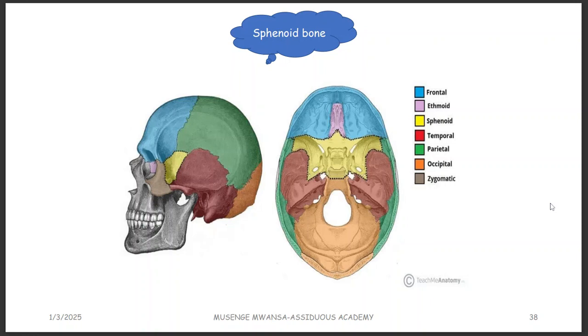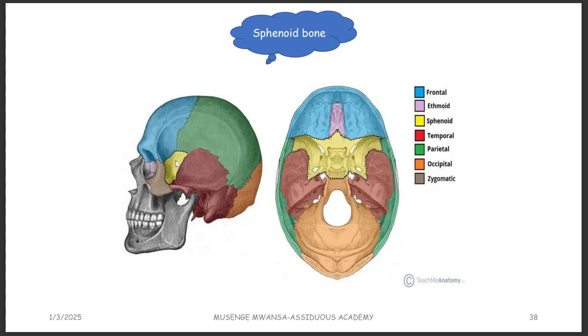We ended on the sphenoid bone. I just want us to review the sphenoid bone and then we continue looking at it. Can you see where this guy in yellow is? That's the sphenoid bone. Can you see that the sphenoid bone is part of... are you able to see where my cursor is?